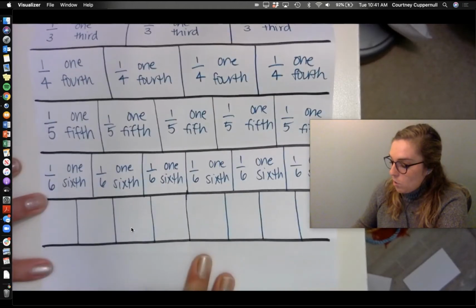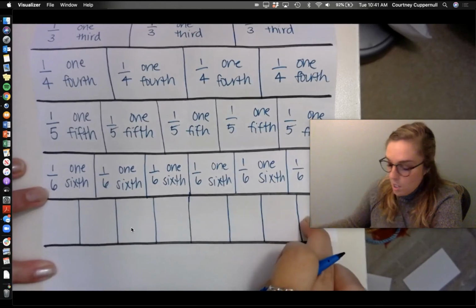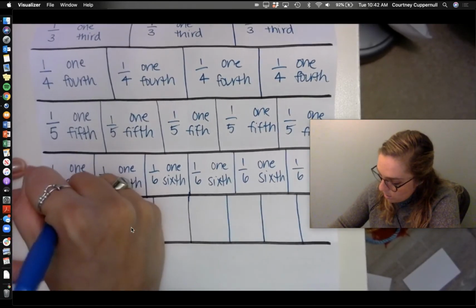All right. Since we know this is 1 piece, we need 8 total pieces to make our whole. We know this piece is 1/8. Might be kind of hard to write, so just try your best to write it really small.